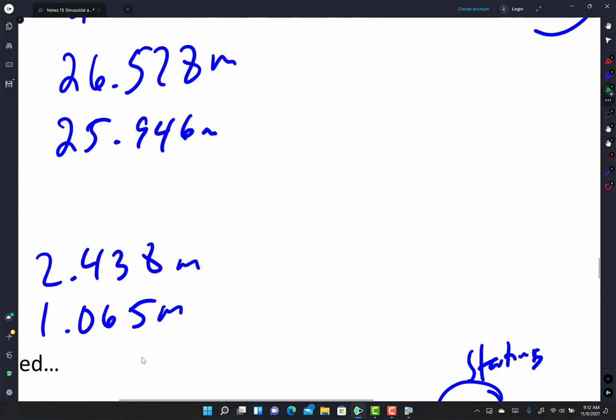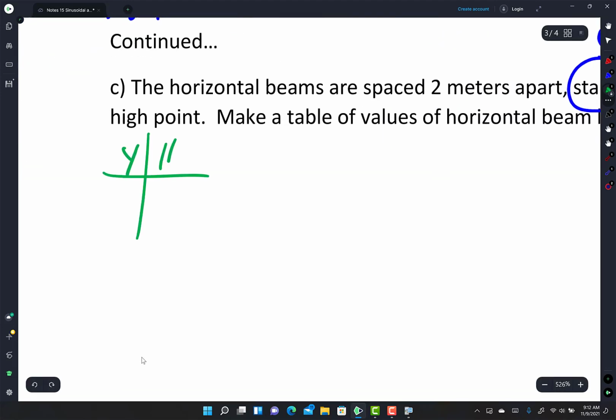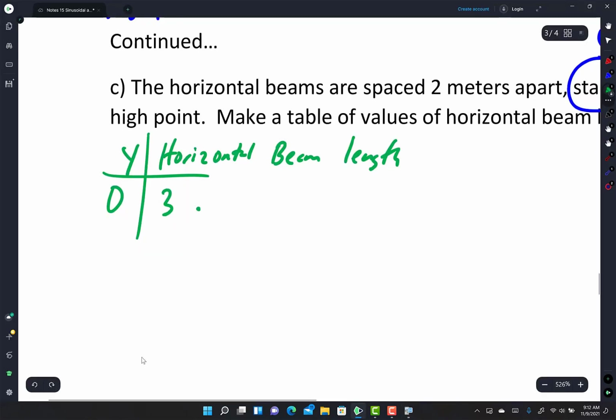So I'm going to go, what am I going to do? Y, and then horizontal beam length. 0, and what was it again? 39.758. How am I going to get the next one? I could put y equals 2 and then find the intersection and do that, and then y equals 4 and then find the intersection. Is there a better way?